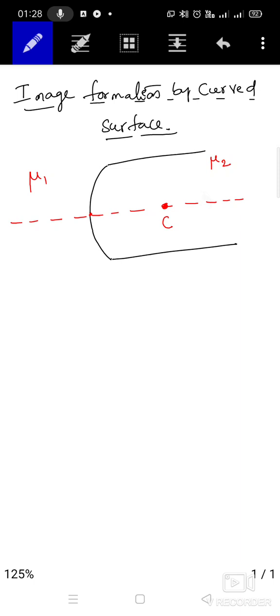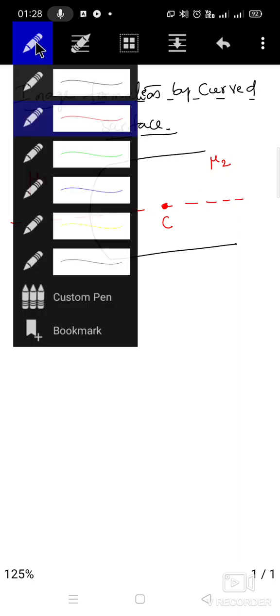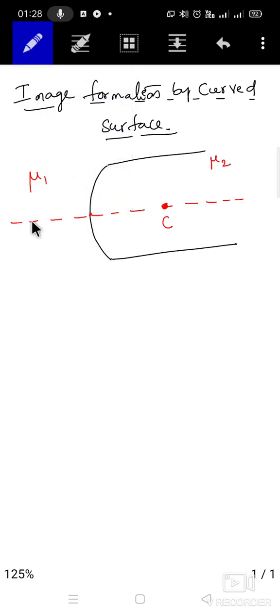Now we are going to take one small point object, which is taken on the principal axis. This is the point object O. Now I am going to form the image of this object by using this curved surface. So how many minimum rays are required to form the image of the object? Minimum we require 2 rays to form the image of the object.